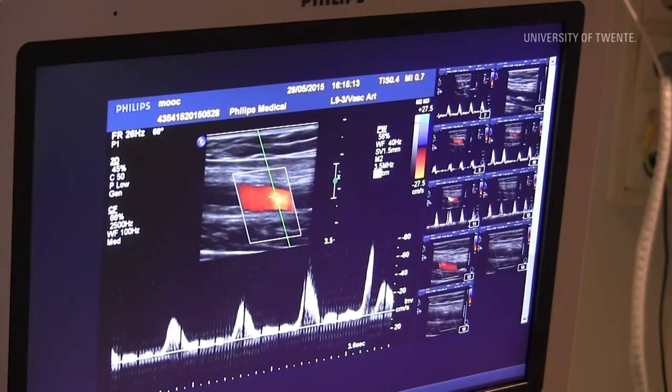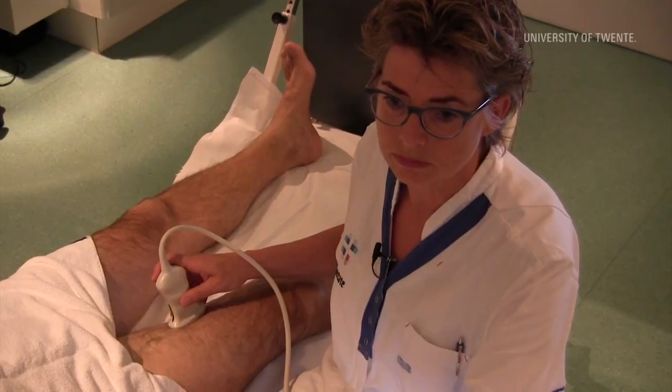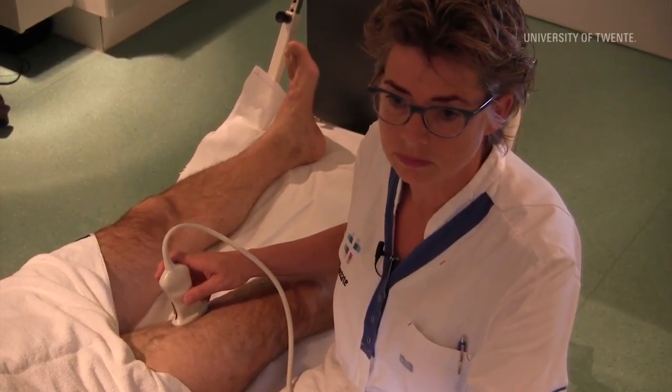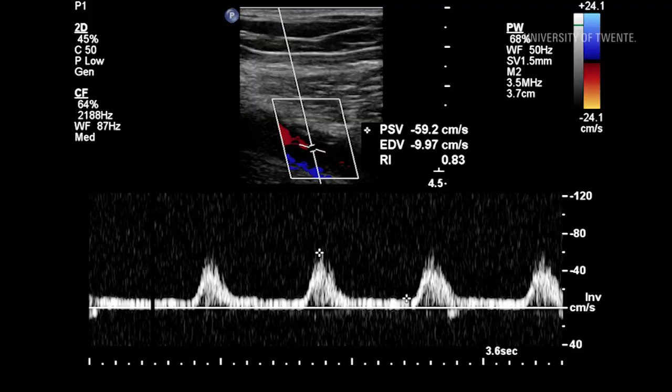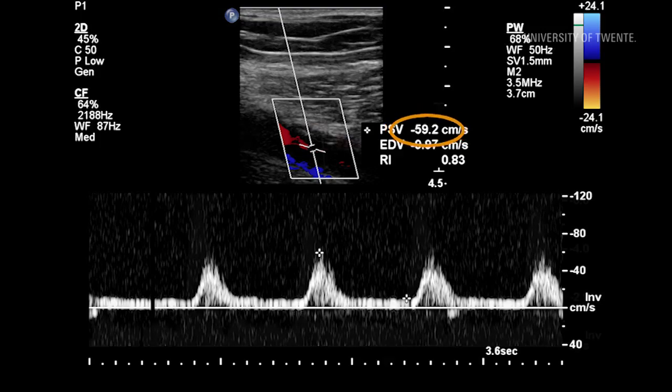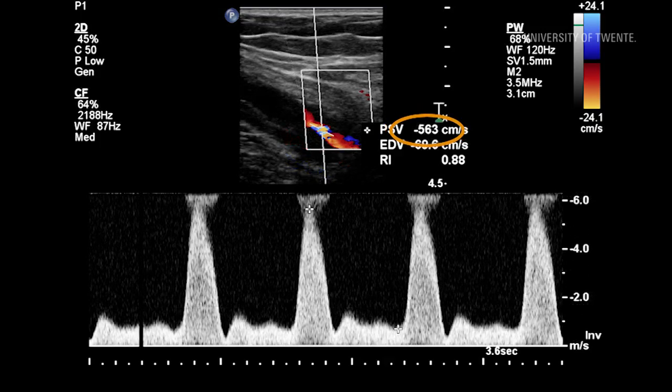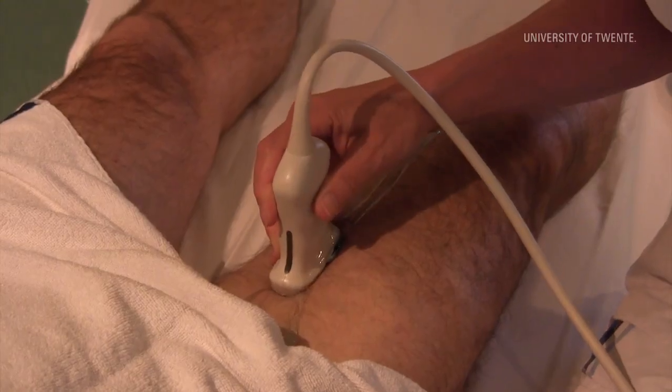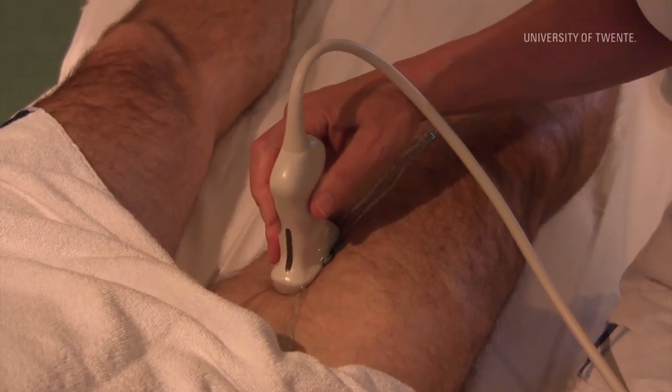When the velocity measurements using spectral Doppler are performed correctly, it gives us the following information when plotting the velocity information in a graph. We see peak systolic velocities of 59 centimeters per second and 563 centimeters per second. You have to figure out where we could have measured these values and how we should interpret them in this case.